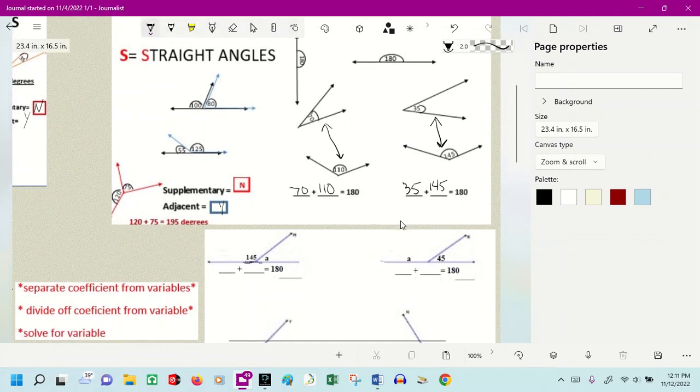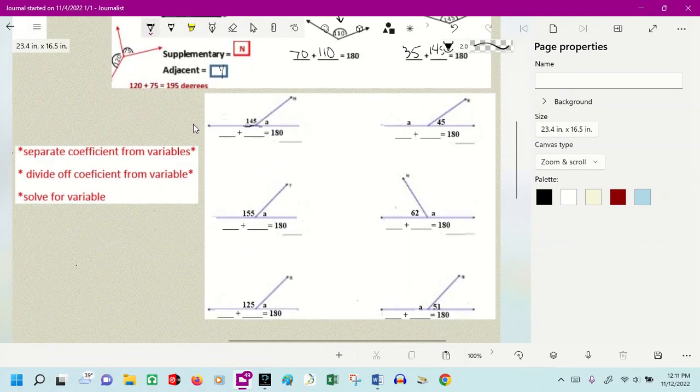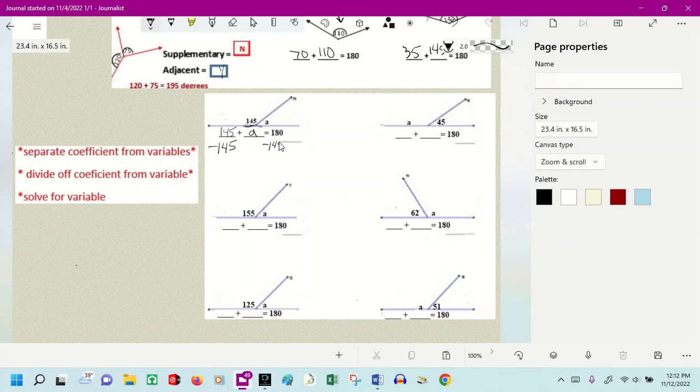Now, you follow the same pattern for solving supplementary angles. Fill in your gaps. This angle here is 145 degrees. And the missing angle that we're looking for, we call it angle A. That's our variable. And we want it to add up to 180. So how do we do that? We separate our coefficients from our variables as usual by taking the opposite. If you do it on this side of the equation, you must do it on this side of the equal sign as well. There you go.